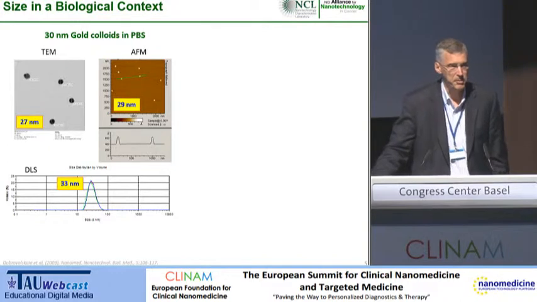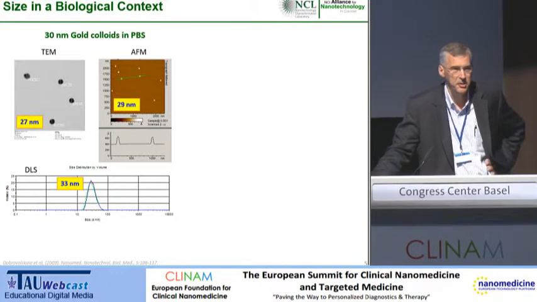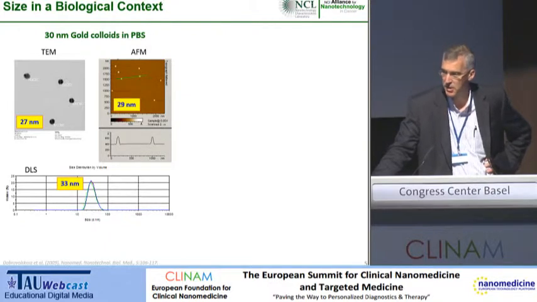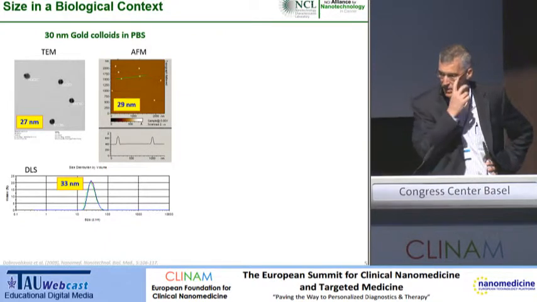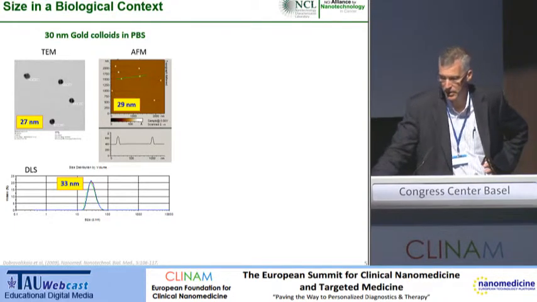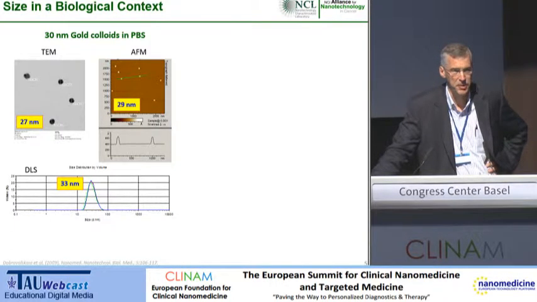Okay, so what do we mean by size? Well, what I'm showing you here is the size of a particle monitored by 3 orthogonal techniques. The first being electron microscopy, then atomic force microscopy, and also dynamic light scattering. You can see that these are commercially available gold particles, and that their numbers correspond very nicely.